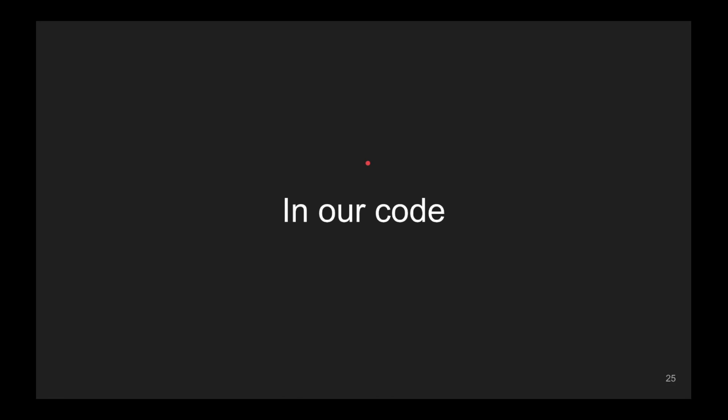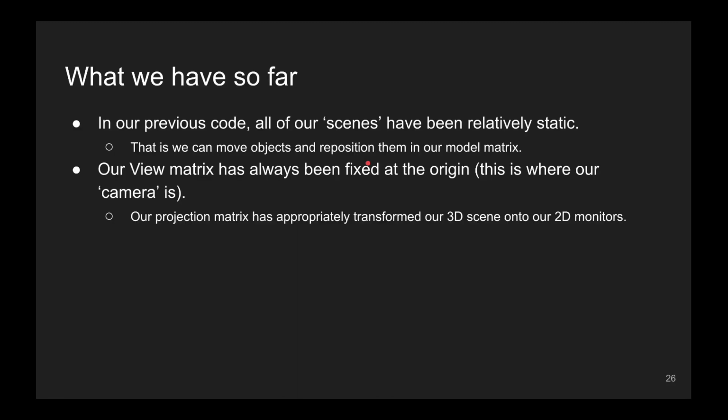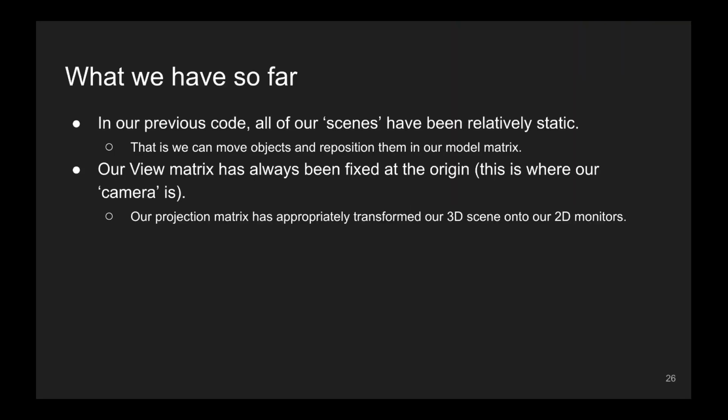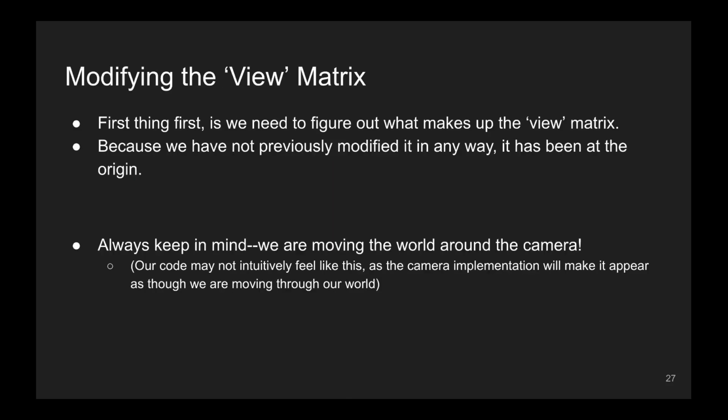All right, so in our code, what does this mean though? For actually applying this MVP matrix here. Well, again, our view matrix, or where our virtual camera is, has just been fixed at the origin, just in the middle of the screen. So we want to be able to modify this view matrix in some way.